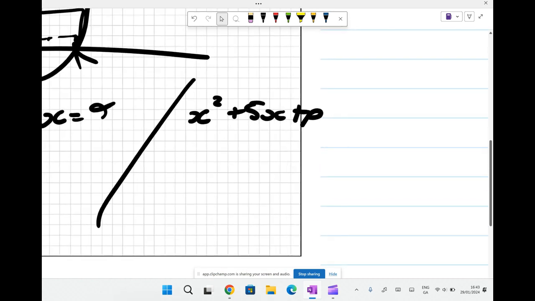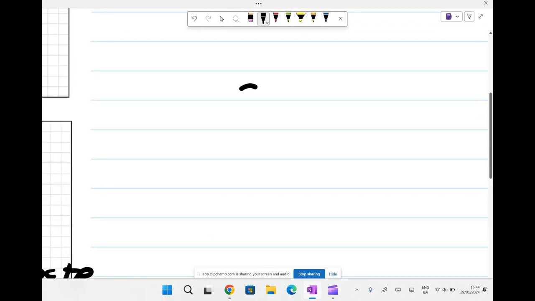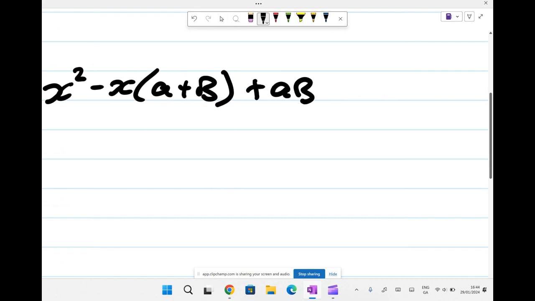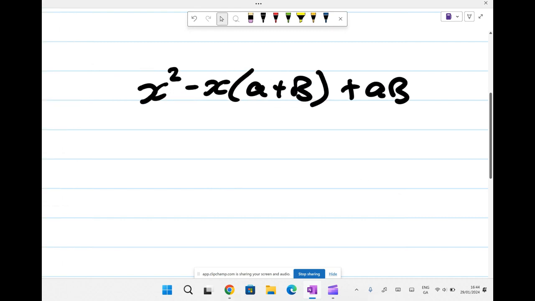So the one thing about quadratic equations is that you can write any quadratic equation in this form: x squared minus x times (a plus b) plus a times b, where a and b are the roots. So a and b here are the roots, and any quadratic equation, any of them, can be written like this. And just don't forget about this minus here.